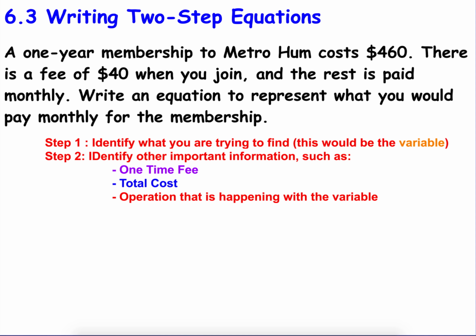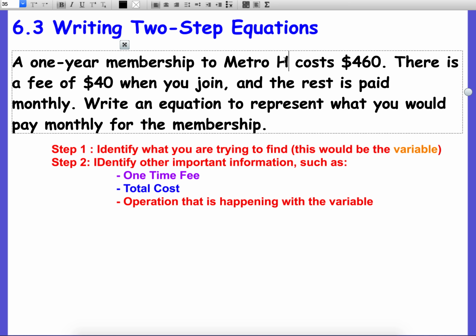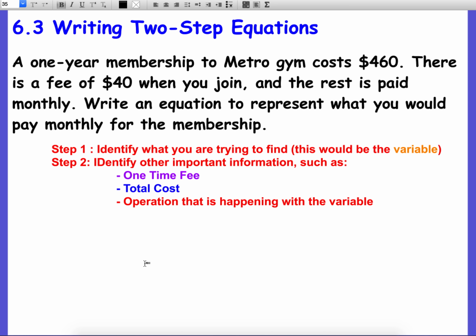Oh, I already messed up. Typo, guys. Let's fix it real quick. A one-year membership to Metro Gym. That's supposed to be gym, not hum. So, a one-year membership to Metro Gym costs $460. There is a fee of $40 when you join, and the rest is paid monthly. Write an equation to represent what you would pay monthly for the membership.